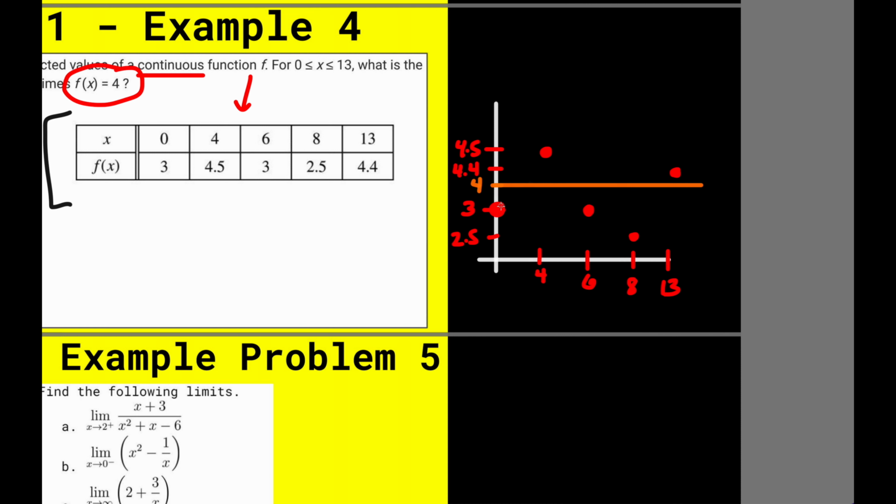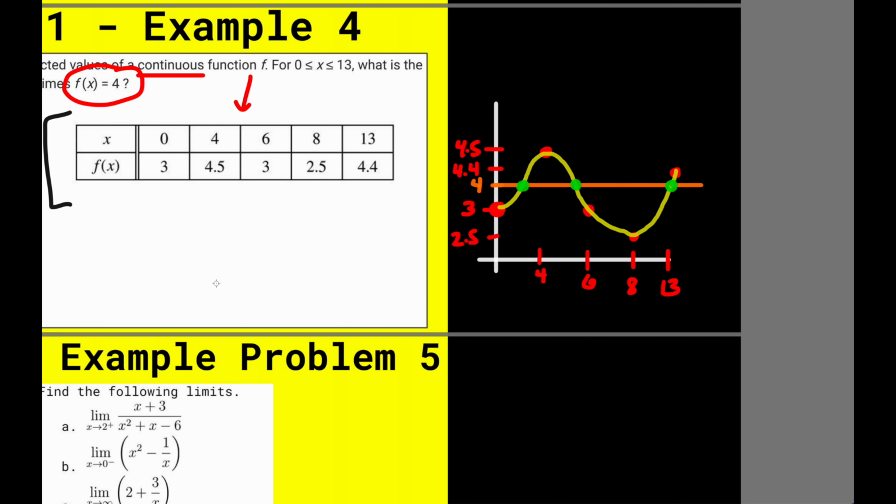So I'm just going to draw a continuous function that would get us the smallest amount. I'm going to basically connect the dots, and we have something like this. And you can see that it crosses this y equals 4 three times. So the answer for this one should be 3.